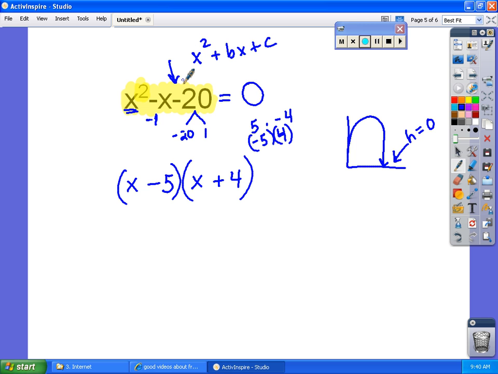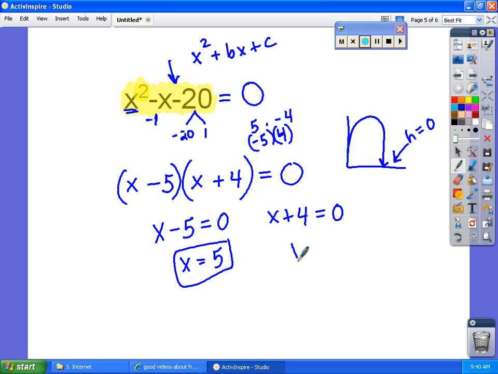But I wanted to factor it because it's set equal to 0. And now that it's set equal to 0, I can do what I did in the last chapter. Set each one equal to 0. Solve both of them, and I get an answer of 5. So at 5 seconds and negative 4 seconds. Well, the negative 4 seconds don't make sense.